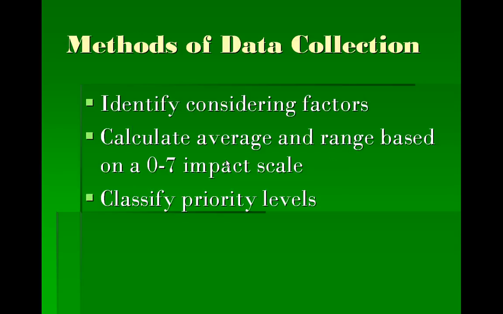Our method of assessment is simple. We must identify the mitigating factors that influence Jane's decisions. We will then rate the importance of these factors by calculating the range and their average based on a 0 to 7 impact scale. We will then classify factors by their priority level based on these results.